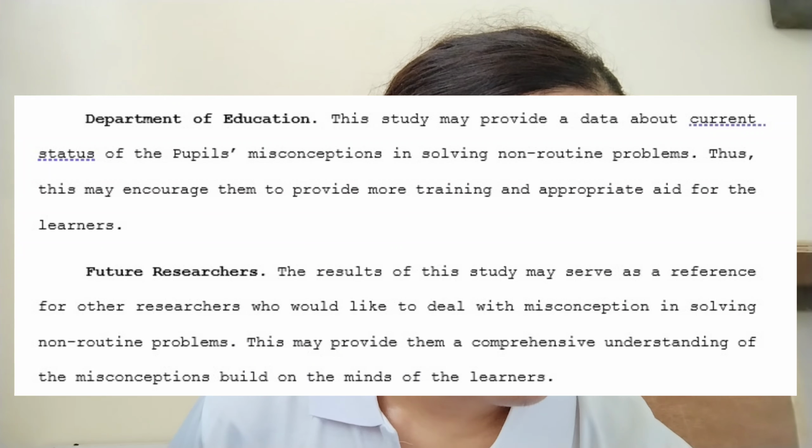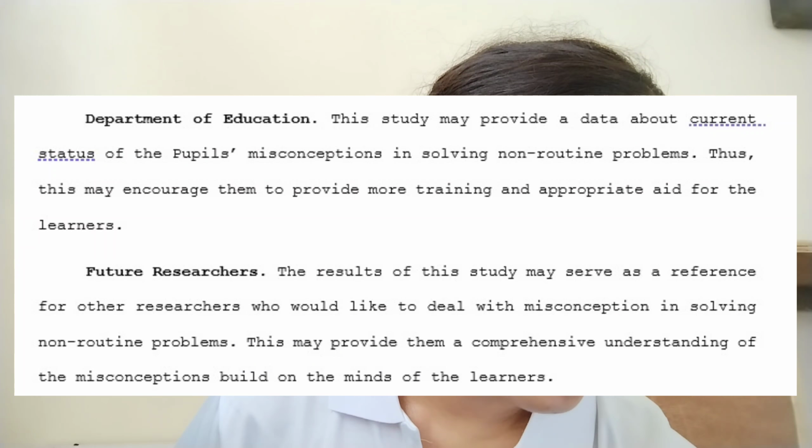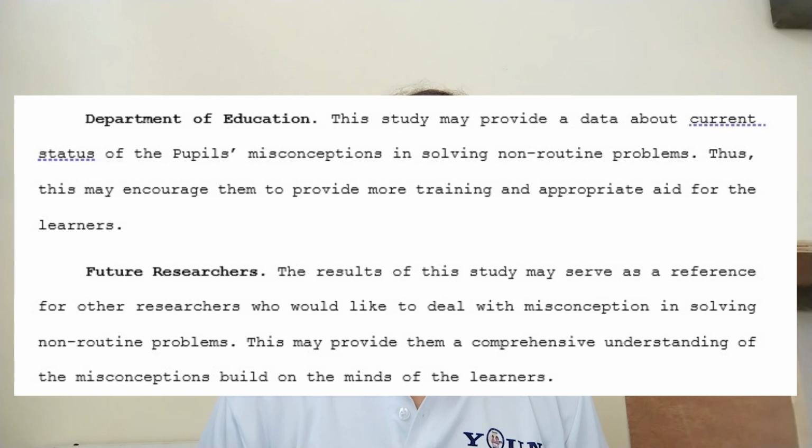And fourth, we have Department of Education. This study may provide data about the current status of the pupils' misconceptions in solving non-routine problems. Thus, this may encourage them to provide more training and appropriate aids for the learners. Now, of course, the last beneficiary for this one are the future researchers. The results of the study may serve as a reference for other researchers who would like to deal with misconception in solving non-routine problems. This may provide them a comprehensive understanding of the misconception built on the minds of the learners. That was a sample of an enumerated form in writing the significance of the study.